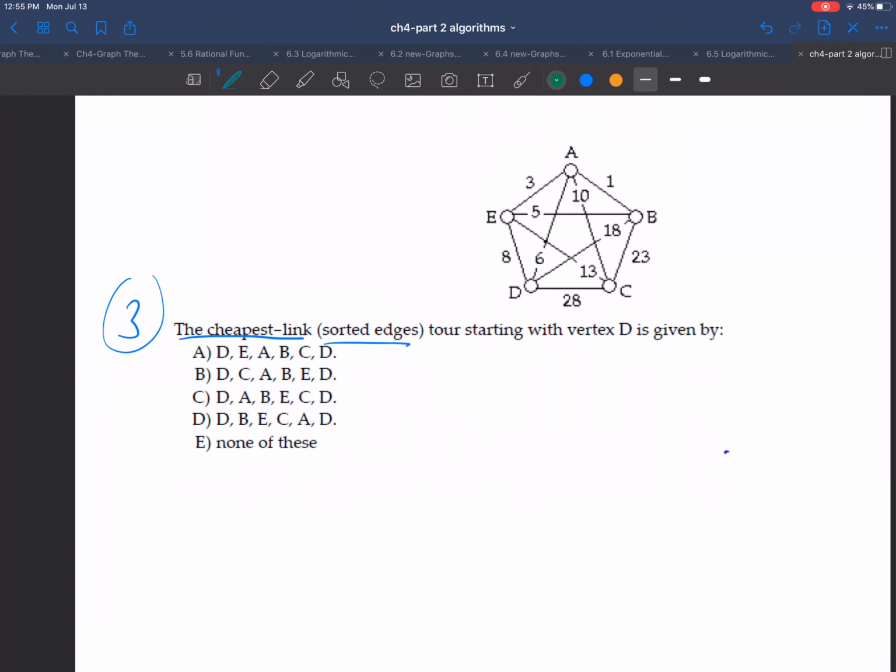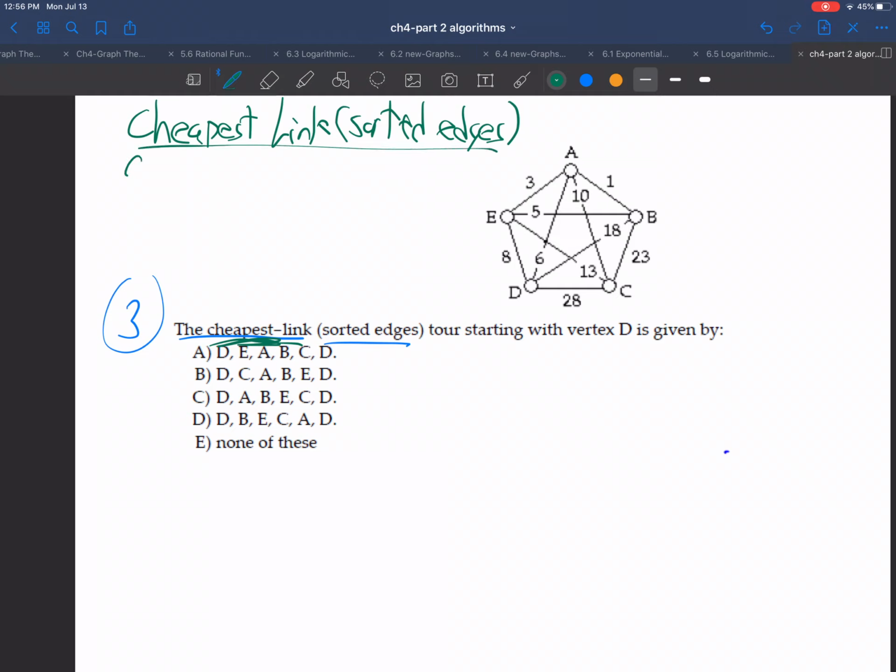Number 3, cheapest link. What's that? How's that different? Cheapest link is a third method. It's totally different than the other two. So how's it work? Cheapest link is also called sorted edges. It goes by either name. Cheapest link, sorted edges. Put this in your notes.